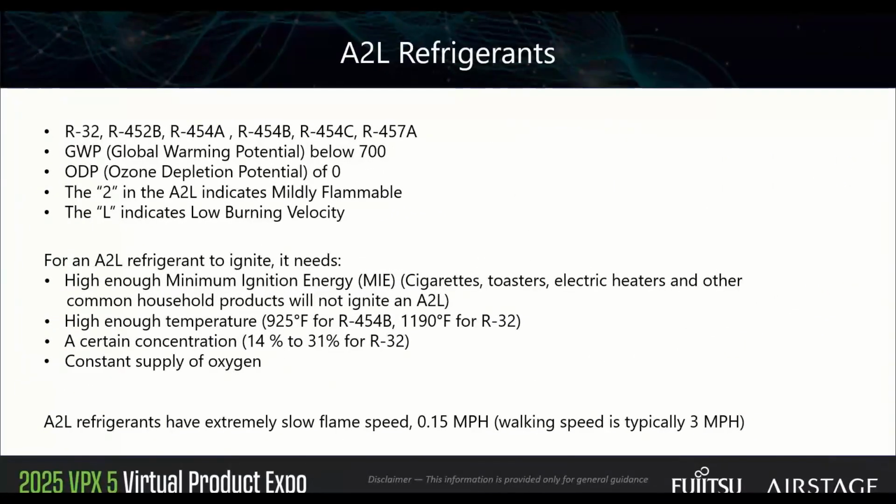A2L refrigerants, so I'm sure you heard about it, and this will just break down a little what they are. Right now there are 6 of them approved by EPA. We discussed R32 here, we focused on that, but there's more of them. They all have a GWP, global warming potential, below 700, and an ODP, ozone depletion potential, of 0. The 2 in A2L indicates that they are mildly flammable. The L indicates that they have low burning velocity.